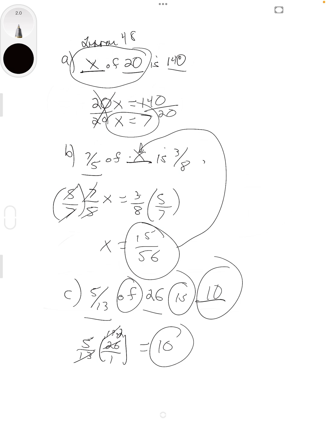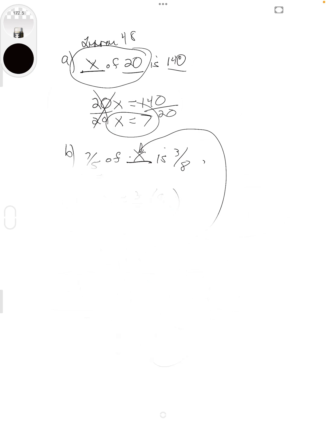So blank of blank is blank. You have a bunch of problems. You just have to get good at solving those. That's lesson 48. Lesson 49, switching up to geometry again, and that is surface area. So let me review with you. Surface area.